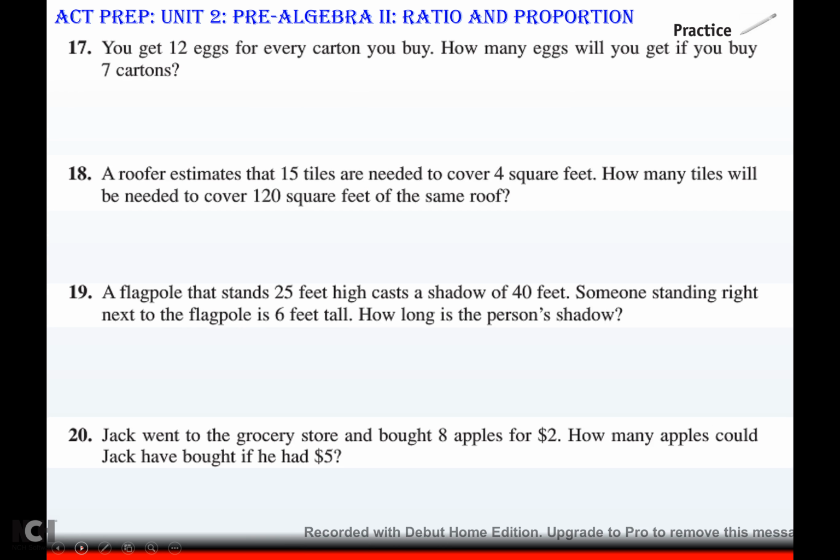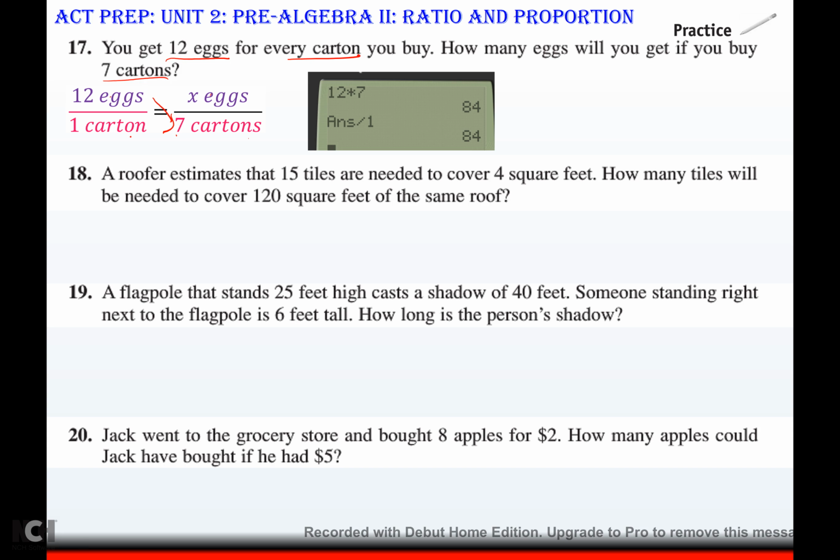Okay, 17. You can get 12 eggs for every carton you buy. How many eggs will you get if you buy 7 cartons? If we set up the proportion, there's 12 eggs in 1 carton. So I put eggs over cartons, which means this side has to be eggs over cartons. And they gave me number of cartons was 7. So my eggs is what they're asking for. So cross multiply, I get 12 times 7, which is 84, equals 1 times x is 1x. Again, this is kind of senseless, but your answer is 84.